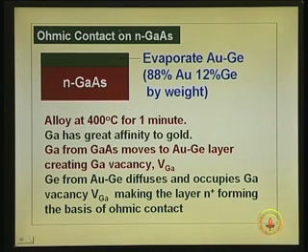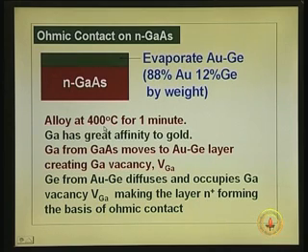So what is done is, evaporate gold-germanium onto gallium arsenide, okay, gold 88% by weight, germanium 12% by weight. In fact, germanium at 12% by weight would correspond to about 27 atomic percentage. Okay. So you evaporate that and then heat this in a nitrogen ambient, or better with hydrogen and nitrogen, to prevent any oxidation. So alloy it at 400 degrees centigrade, just 1 minute.